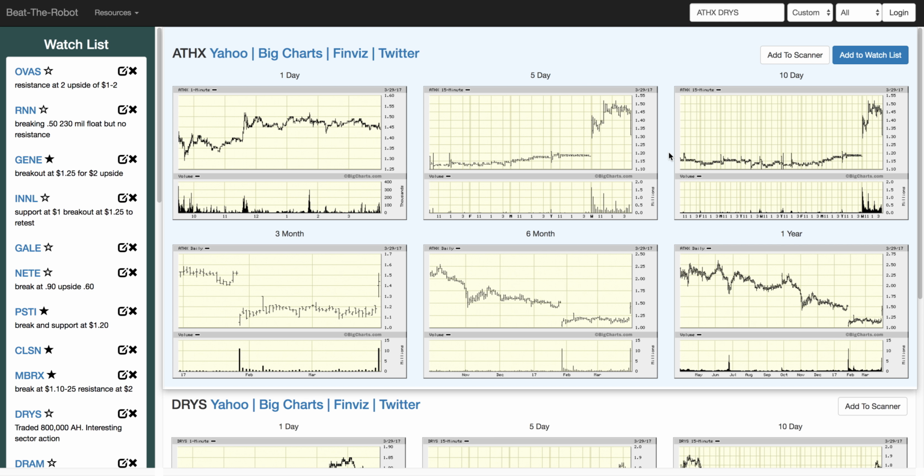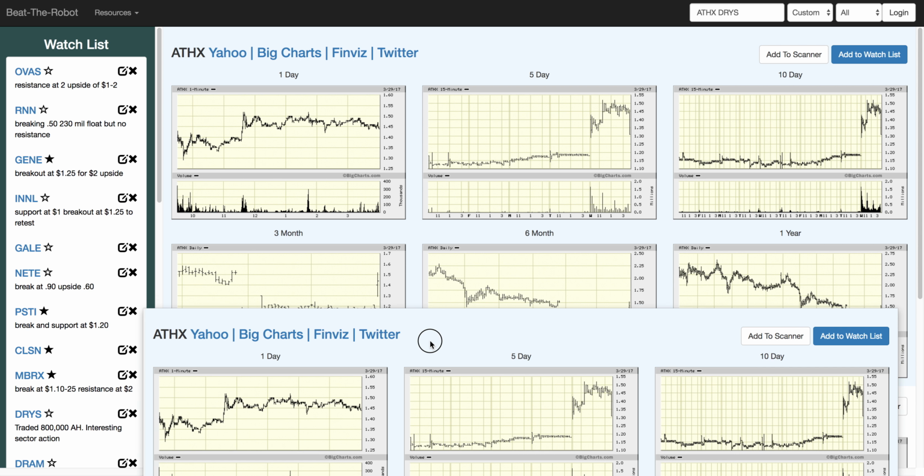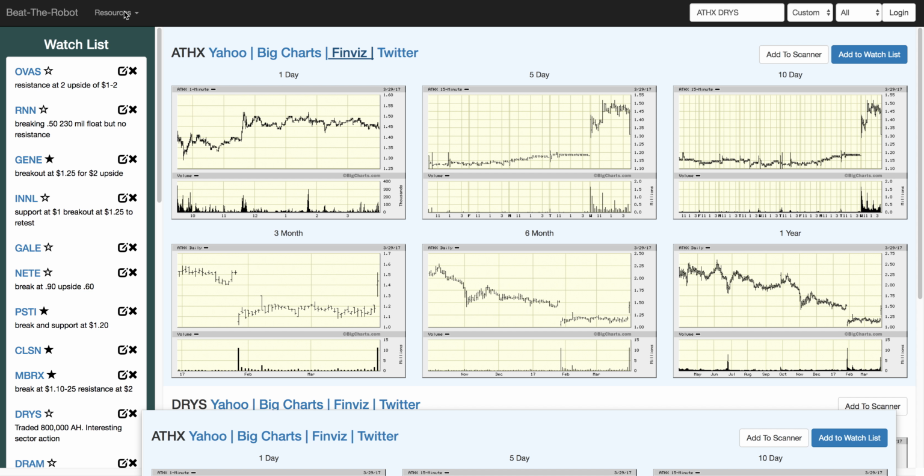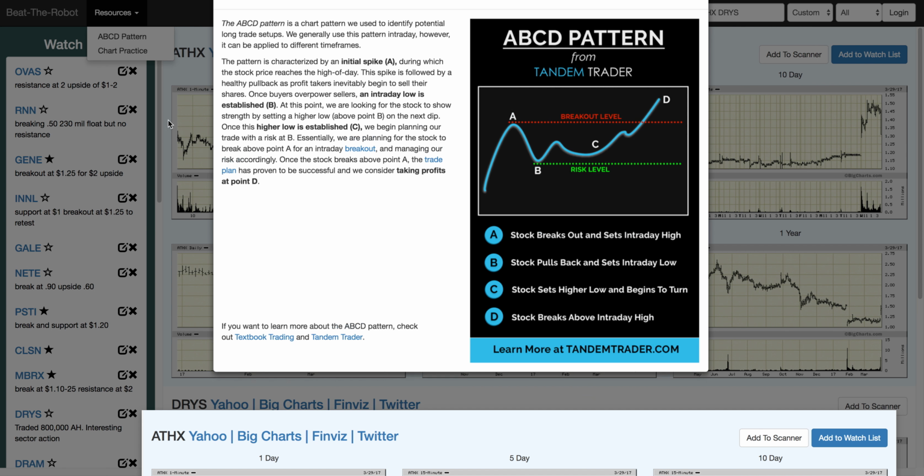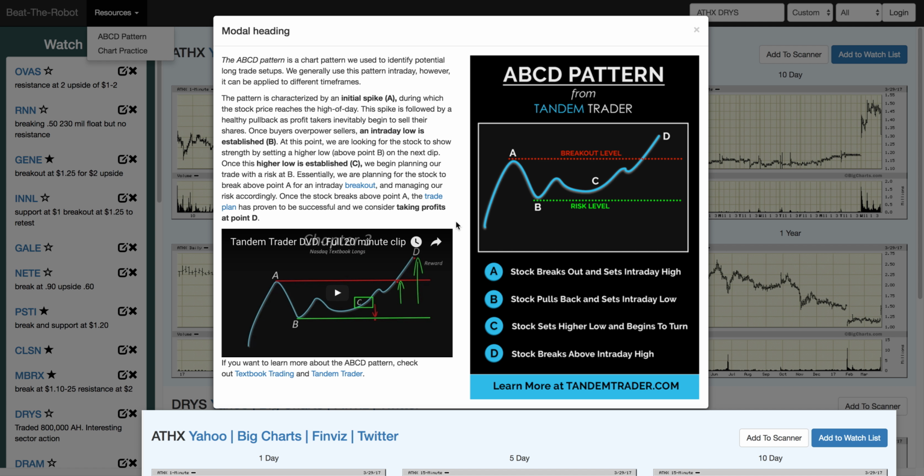What Trade on the Wire does is he looks at a 5-day time frame. And one of the things that Investors Underground teaches is the ABCD pattern, right? Let me show you what that looks like. So this is the ABCD pattern, and you can learn more at tandemtrader.com.